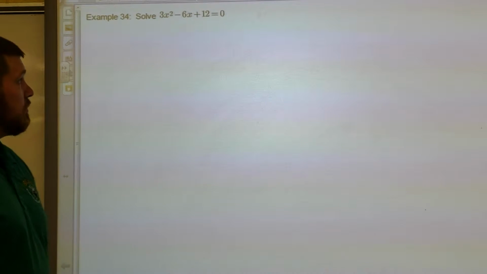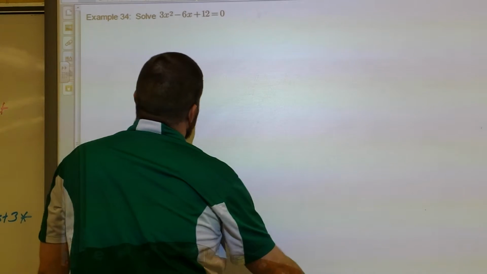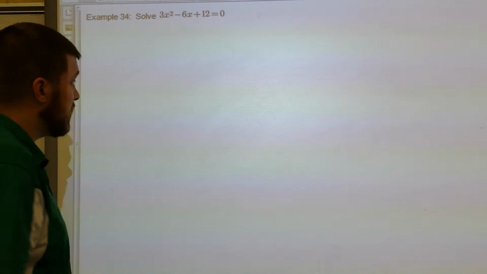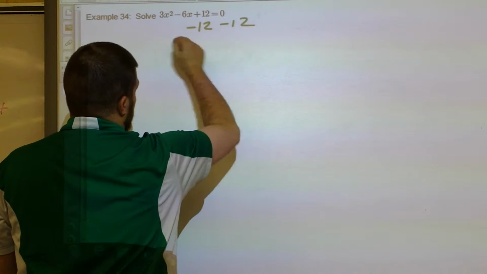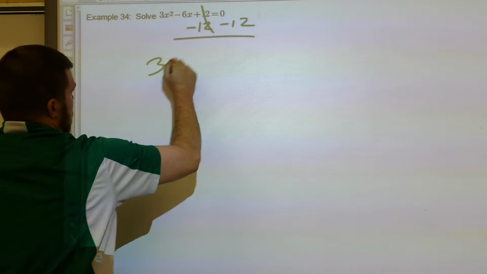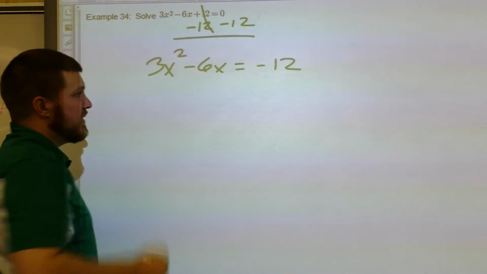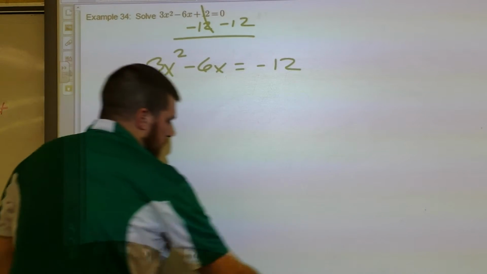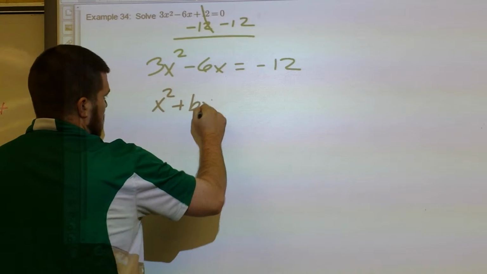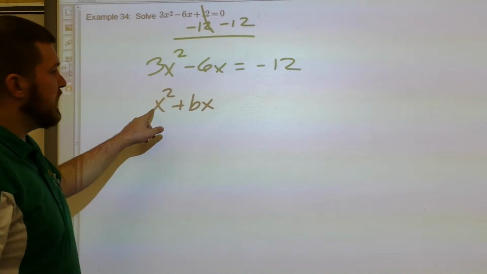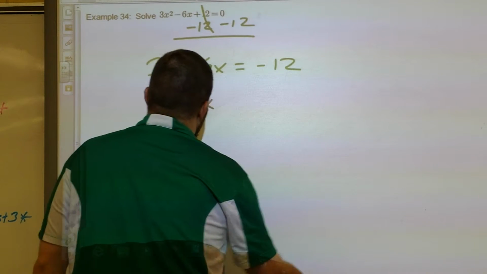Solve 3x squared minus 6x plus 12 equals 0. Okay, so my very first thing is I want my x's by themselves on the left. So I need to start off with this problem by subtracting 12 on both sides. So 3x squared minus 6x equals negative 12. Now, remember my pattern that I'm comparing to is x squared plus bx. So there's nothing in front of the x squared in my pattern, so I've got to get rid of this 3 on both sides by dividing by 3.